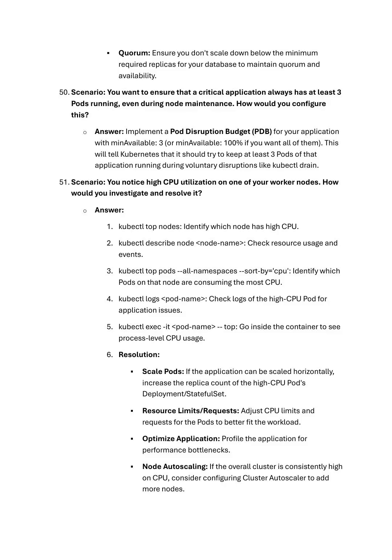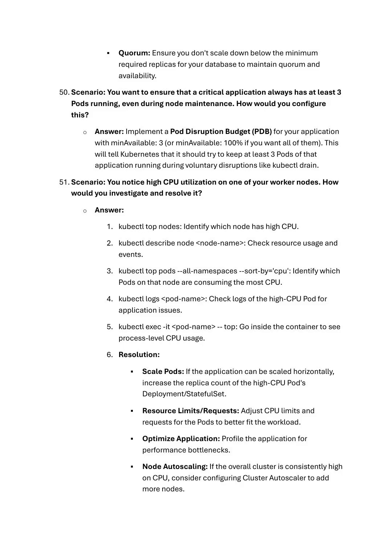50. Scenario. You want to ensure that a critical application always has at least 3 pods running, even during node maintenance. How would you configure this? Answer. Implement a Pod Disruption Budget, PDB, for your application with minAvailable 3, or minAvailable 100% if you want all of them. This will tell Kubernetes that it should try to keep at least 3 pods of that application running during voluntary disruptions like kubectl drain.